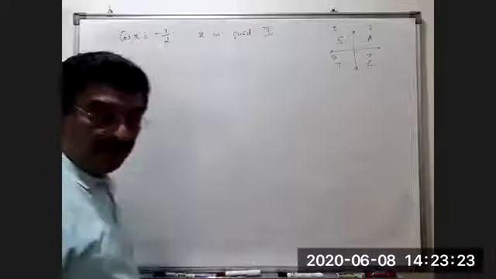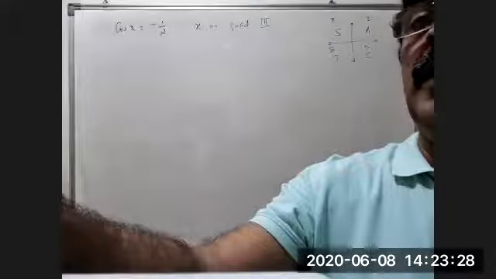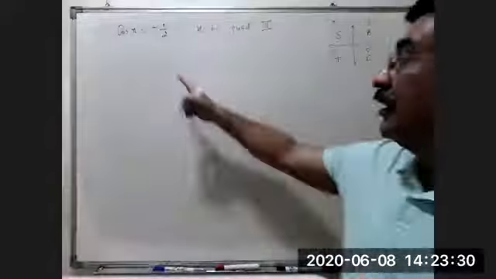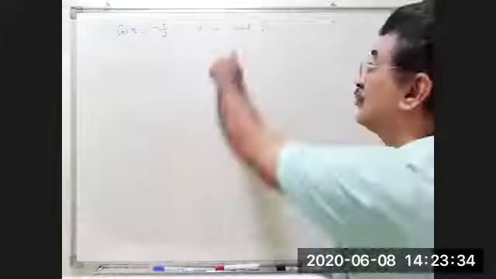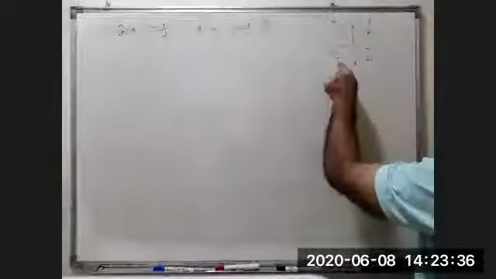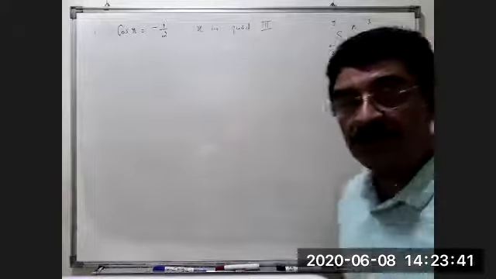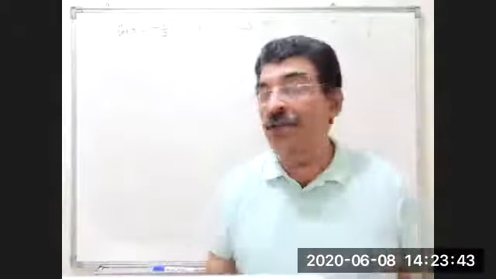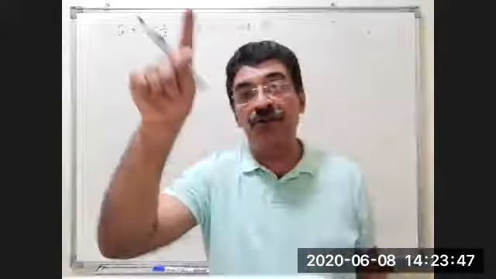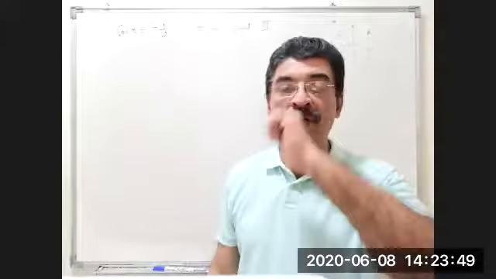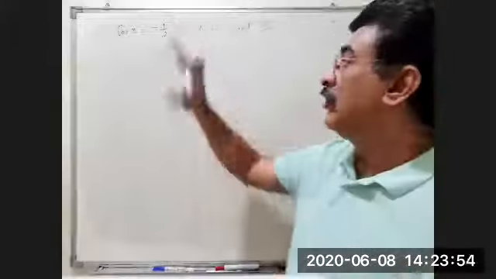See, x is in quadrant 3. That is why it is negative. It is already given cos x is minus 1 by 2, x in quadrant 3. You can see 1, 2, 3. In quadrant 3, only tan is positive. So cos has to be negative. If you get a question, cos x is 1 by 2, x in quadrant 3, that question is wrong. It is not possible. In quadrant 3, cos cannot be positive. So we got cos x.